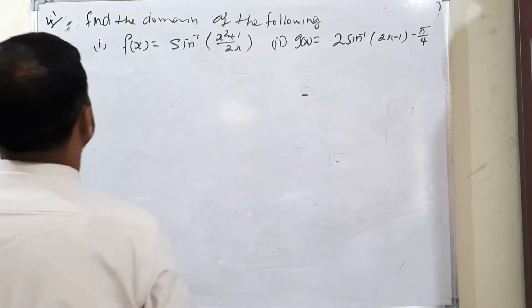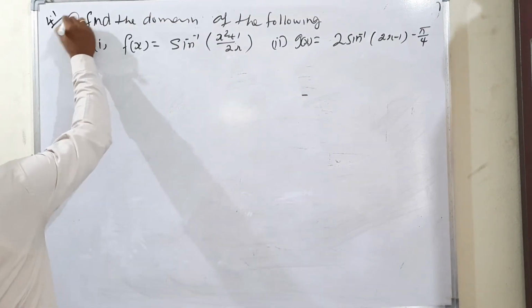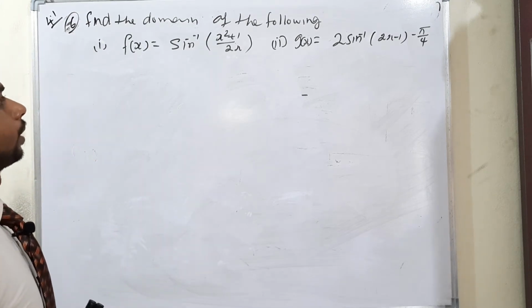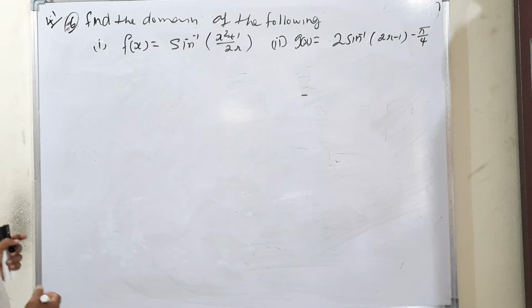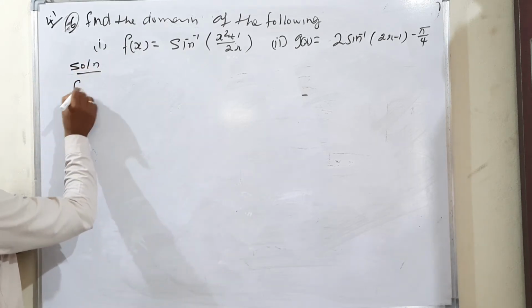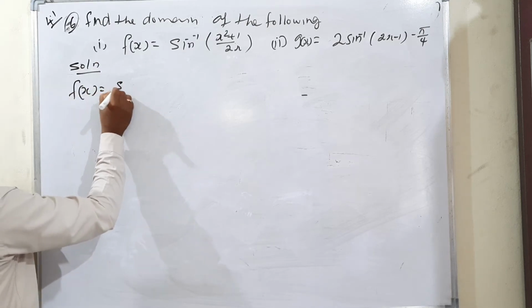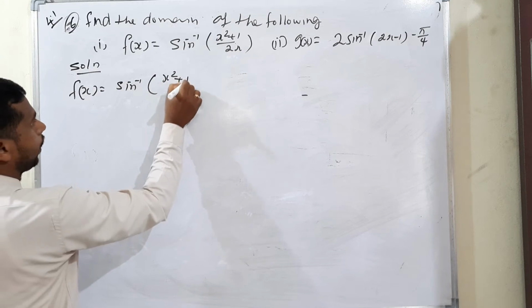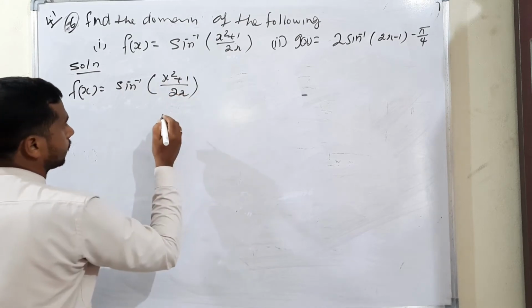Question number 6: find the domain of the following. Two subdivisions are there, so we can discuss one by one. Solution, subdivision 1: f of x is equal to sin inverse of x square plus 1 divided by 2x.